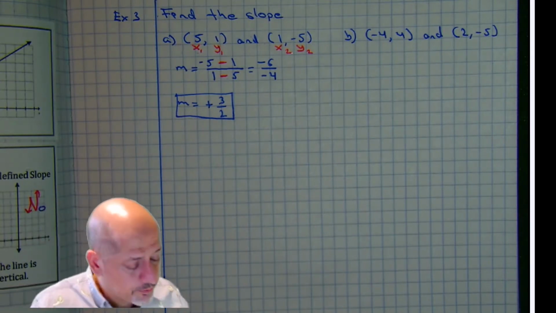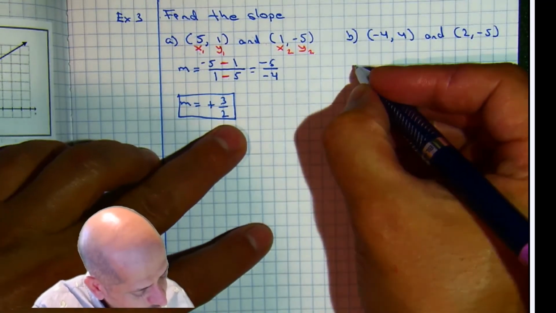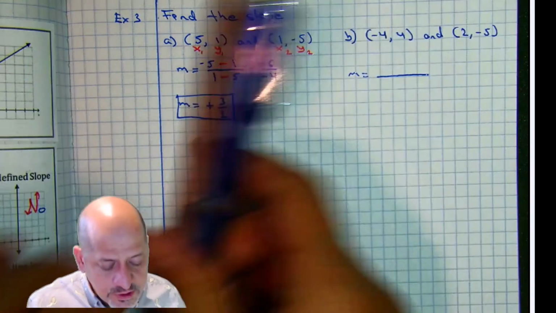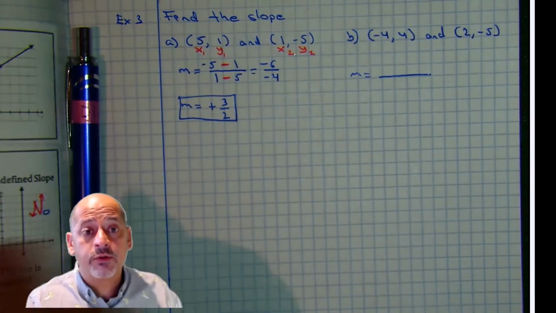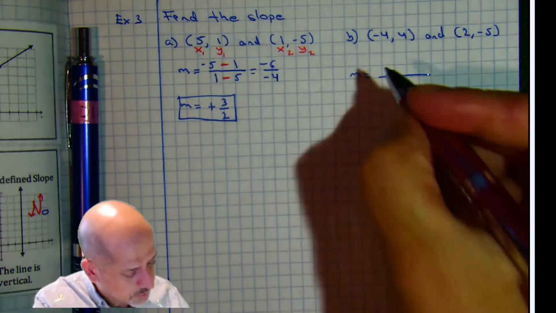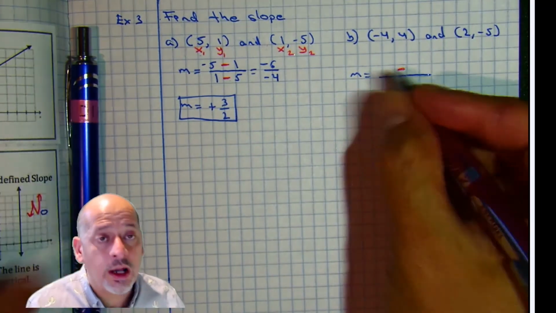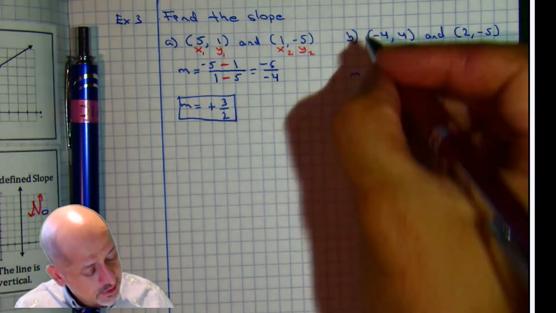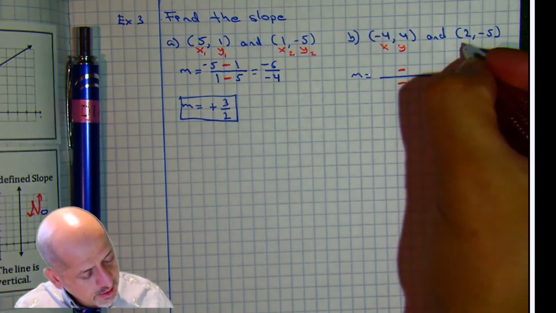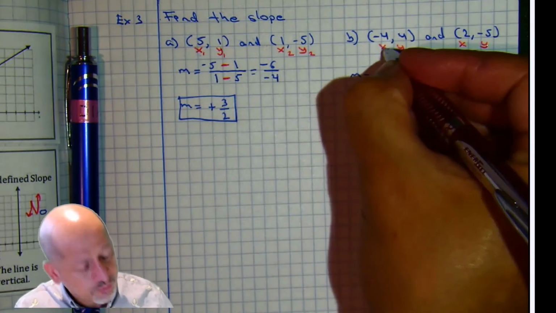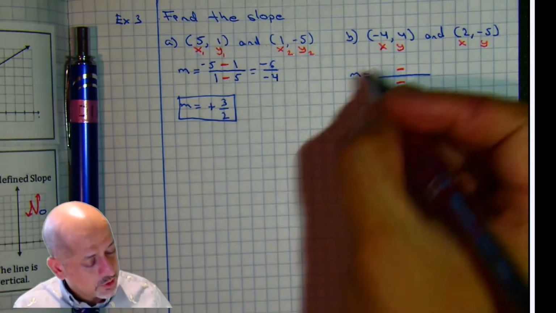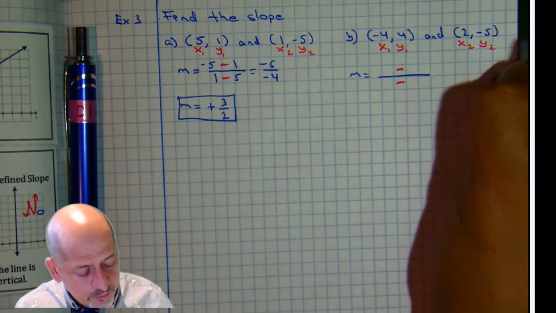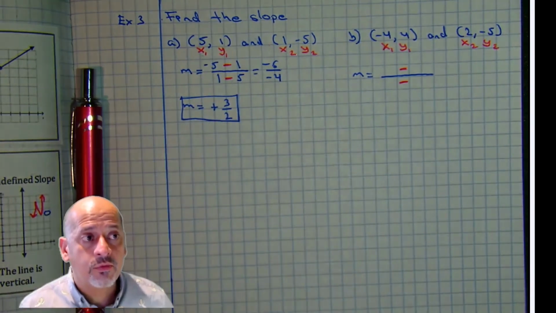Let's try letter B. I'll place my slope and let me give myself a little more space. M equals. First thing I'm going to do, I'm going to set up my formula. So therefore, I'm going to place my minus in between, because I'm going to subtract the y's and subtract the x's. And I'm going to label my x, y. X, y. That's my first point, so I'm going to place 1, 1. This is my second point, so I'm going to place 2, 2. And now I can find my slope.